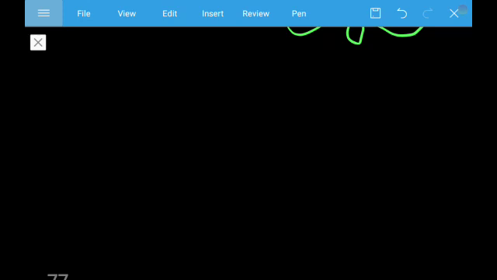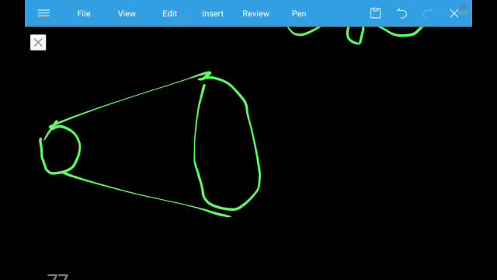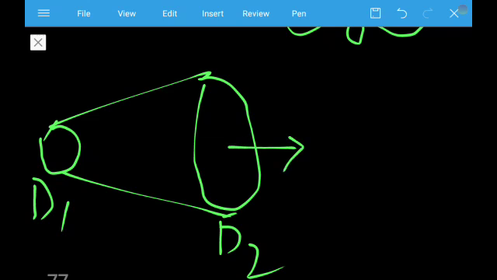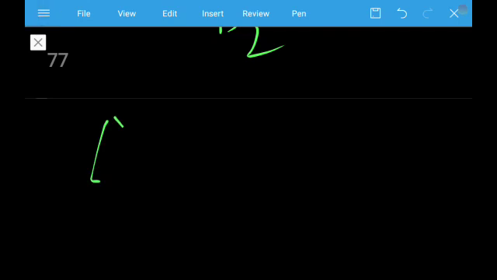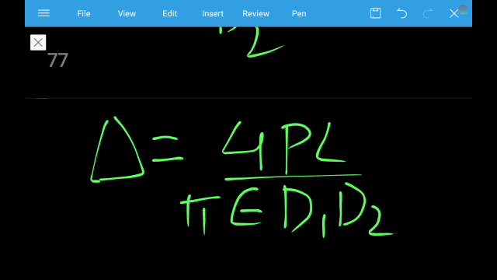Now deflection of a tapered bar. This is your tapered bar with D1 and D2 diameters respectively, and P is the force acting. Then the deflection in this case will be 4PL upon pi E D1 D2.